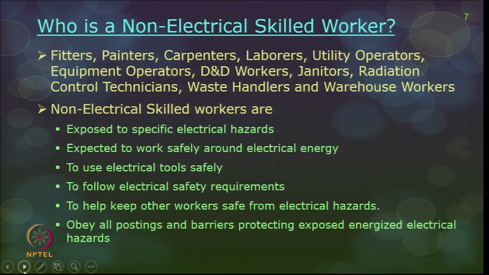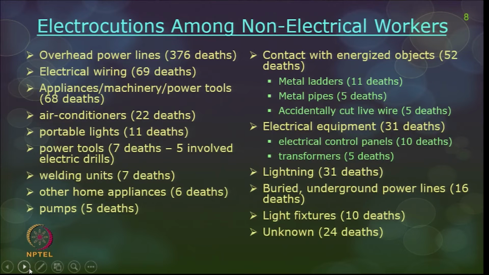So, who is called a non-electrical skilled worker? A worker who does not have basic knowledge of electrical engineering and who is supposed to work near electrical power sources or appliances is called a non-electrical worker. Non-electrical skilled workers in construction include fitters, painters, carpenters, utility operators, equipment operators, radiation control technicians, waste handlers and so on. These workers are exposed to several specific electrical hazards, and if you do not train them, they will not know how to safely handle the precautions at construction sites. They may be handling electrical appliances without background knowledge. A few checklists will be enough for them to be safe when working with electrical sources.